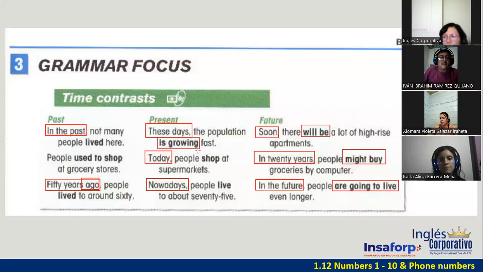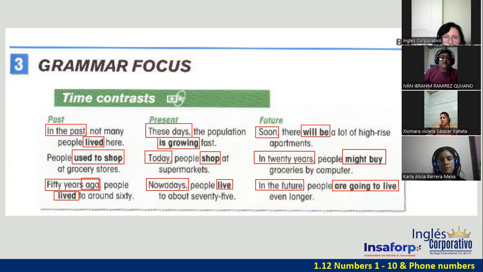Okay, now in present, we have present continuous. You can use present continuous or just present simple. In the past, we have the simple past form, or you can use the expression used to, solía. Oh, yo solía comprar, ¿verdad? People used to buy groceries, or people used to shop at grocery stores, etc., right?